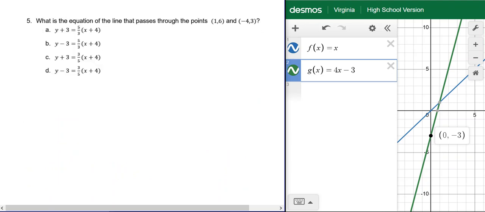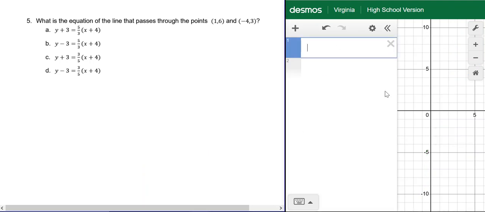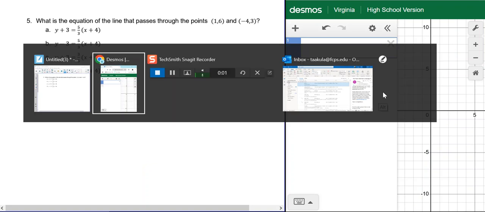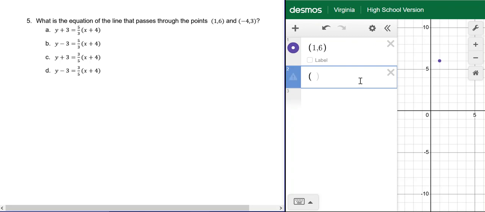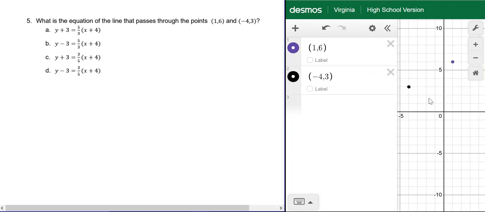All right, number 5. What is the equation of the line that passes through the points (1, 6) and (-4, 3)? So let me just go ahead and show you what this question is asking. So we have 2 points. There's the 1 point right there. And the other point is (-4, 3). Let me zoom out. So there are my 2 points.